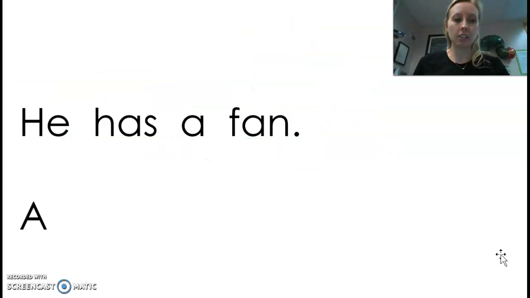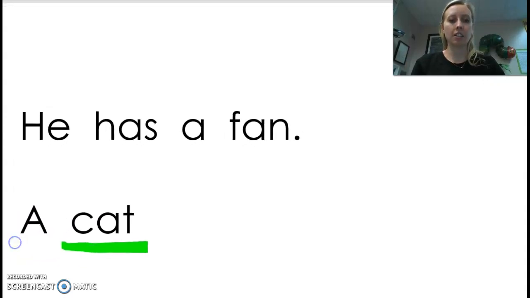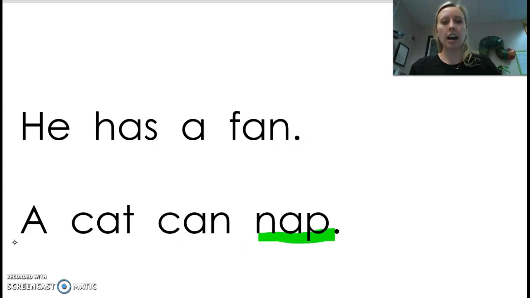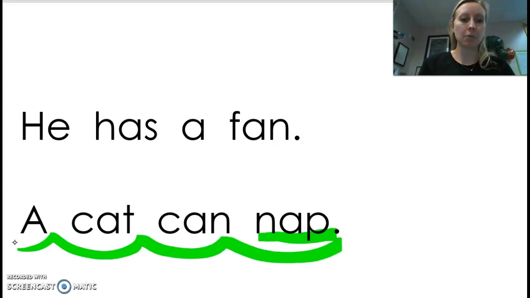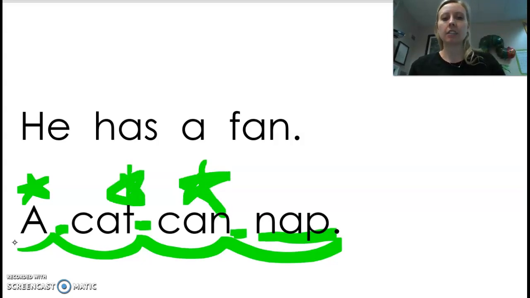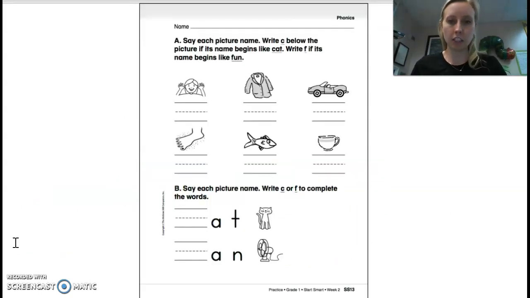Okay, here's our next sentence. A cat, oh, sorry guys. A cat can nap. Let's read it together. A cat can nap. Do we have our capital letter? Yes. Do we have finger space in between the words? Yes. Can we read it? Yes. Does it have good spelling? Yes. Do we have an end mark? Yes. And what is our end mark today? It is a period.